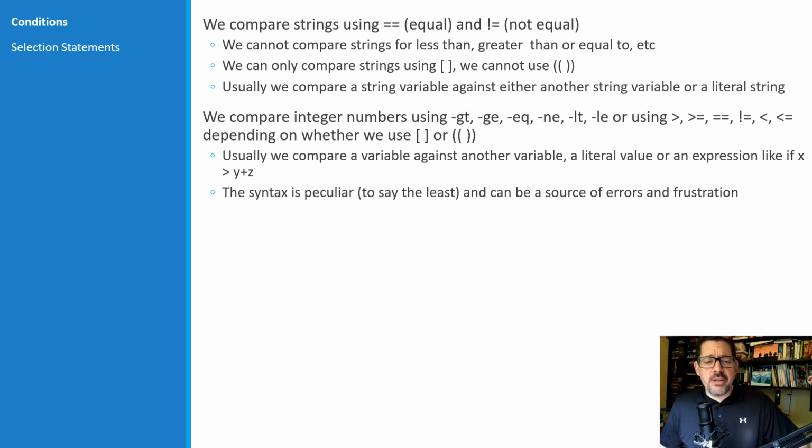So we can only compare strings, again, using the square braces. We cannot use those double parentheses. That's what I always remember: if I'm working with integers, I'm always going to use the parentheses. If I'm using strings, I'm going to work with the square braces. If we're comparing integers, we can use greater than or equal to, not equal, less than, etc.